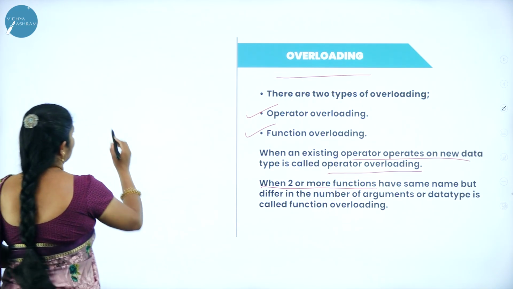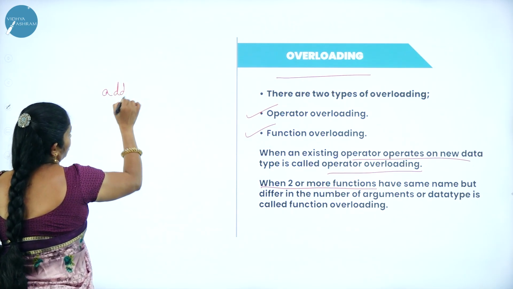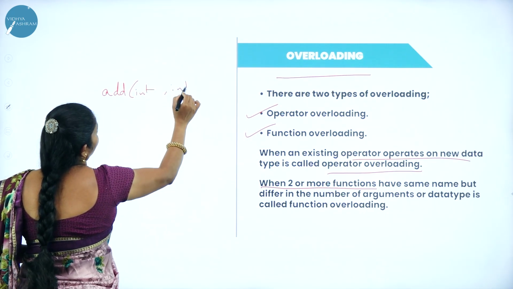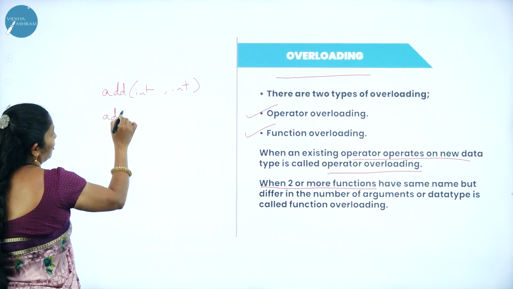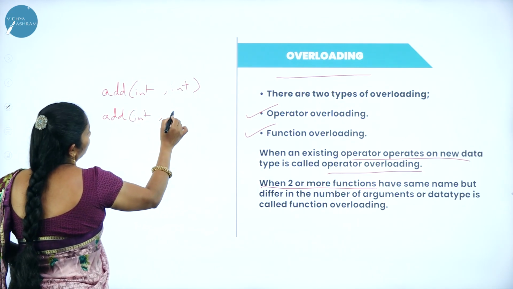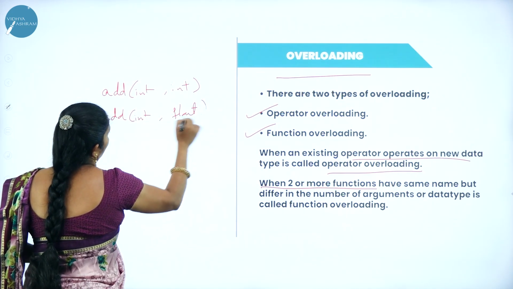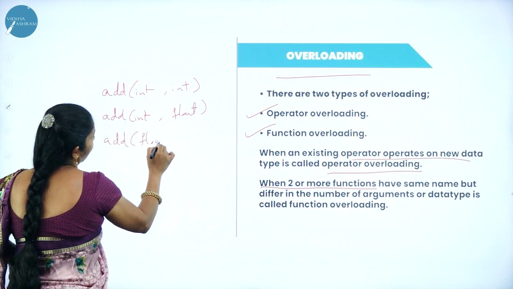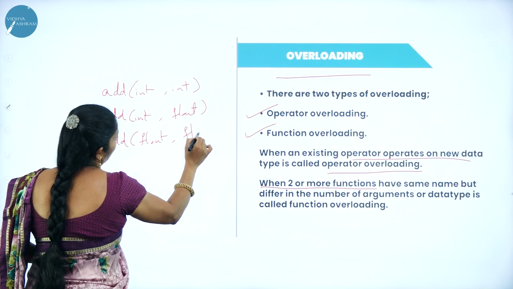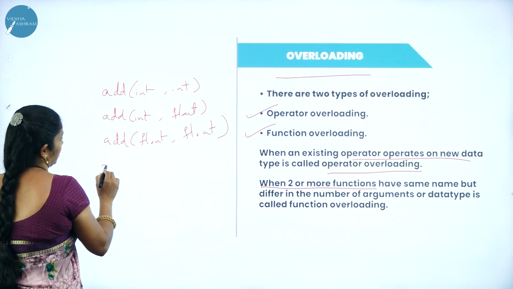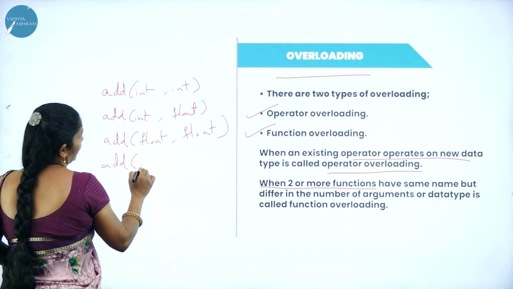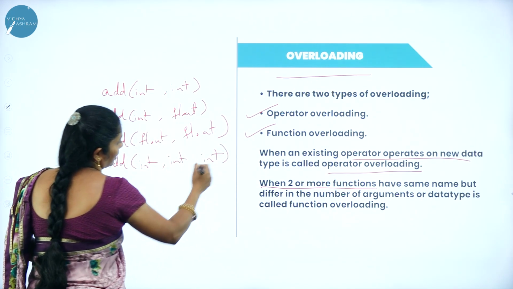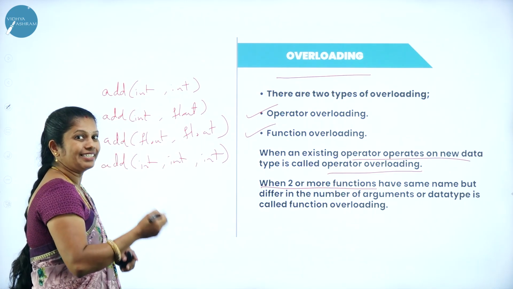That I will show with an example. Consider we have one function add. Here we will write int, comma int. One more function I will write, add only, int, comma float. One more function I will take, add only, float, comma float. One more function I will take, add only, int, comma int, comma int. Then what is the common thing, and what is the difference?